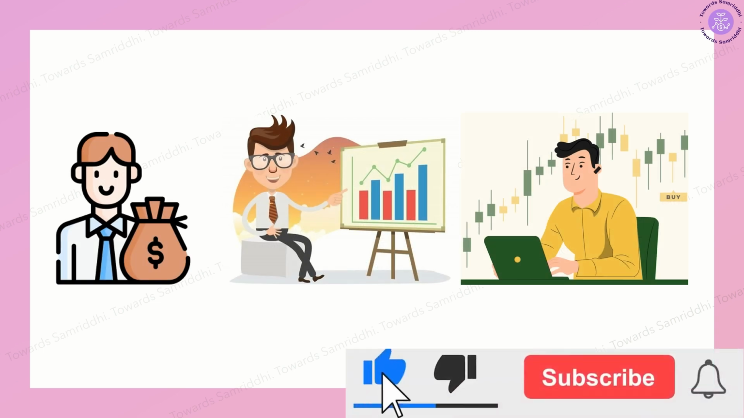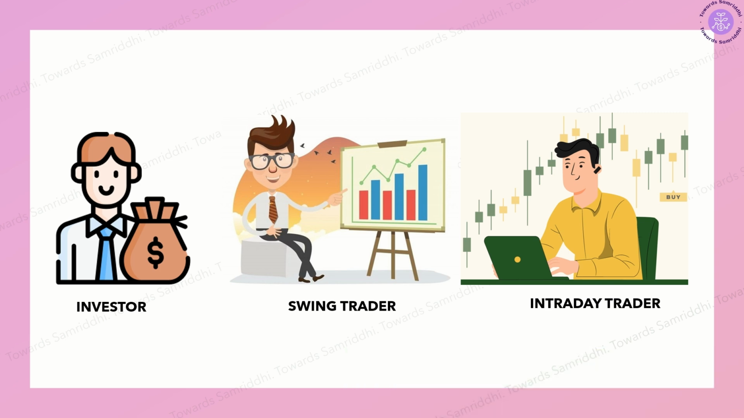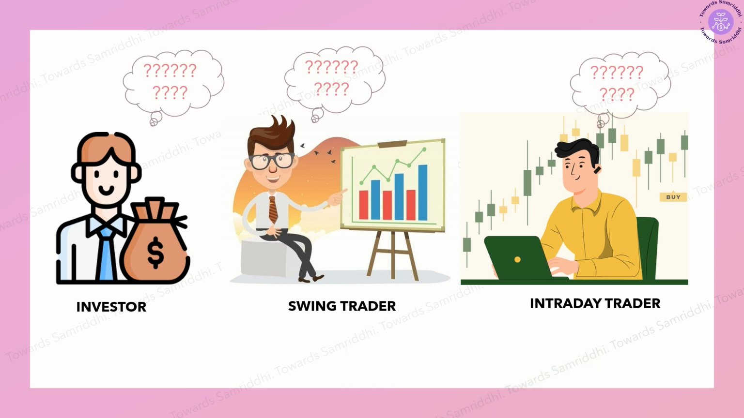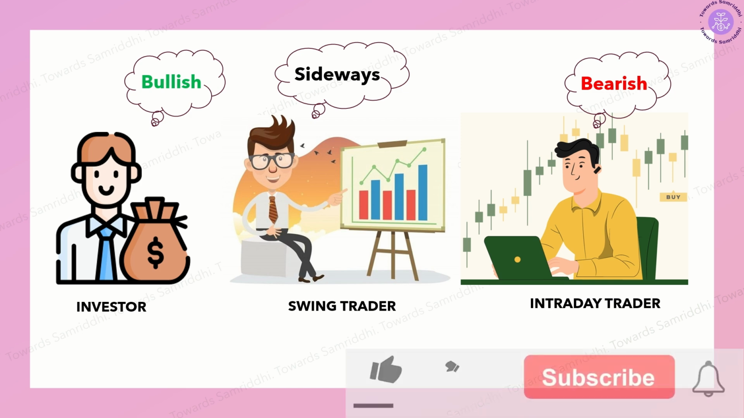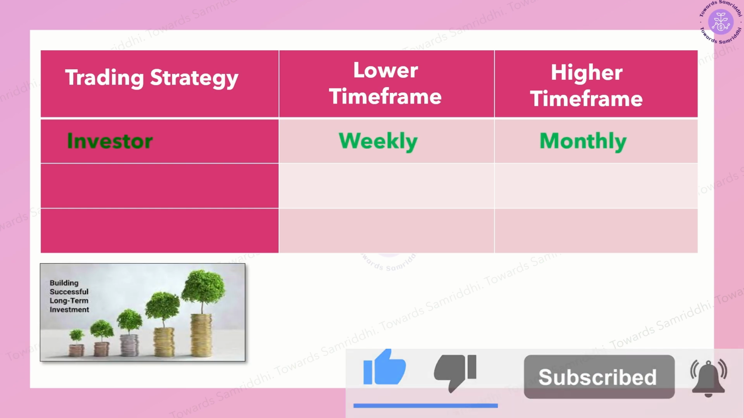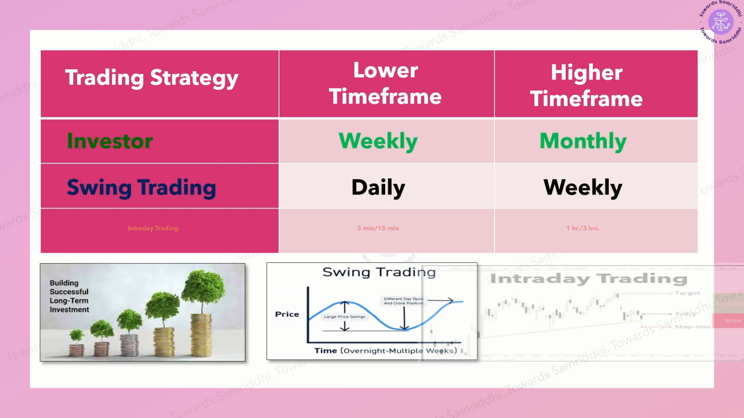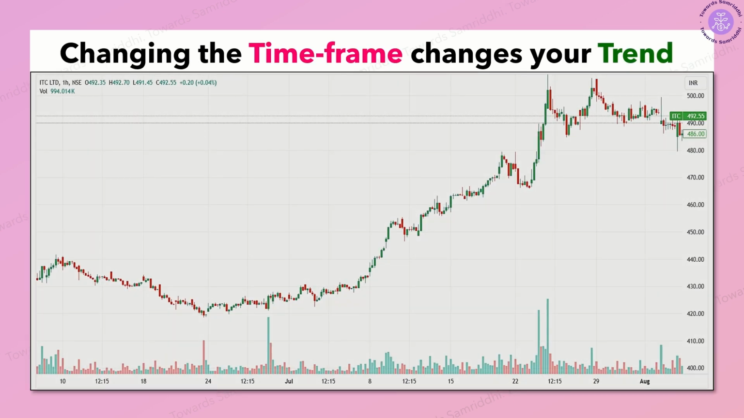Imagine you are journeying through the stock market with three companions: a long-term investor, a swing trader, and an intraday trader. Each one views the market differently, based on the time frame they are focusing on. Ask them about the current trend, and you will get different answers. The investor says, bullish; the swing trader sees a sideways market, and the intraday trader spots a bearish trend. Why? It all comes down to perspective, the different time frames they use based on their trading strategies. When you change the time frame, your view of the market trend can change too.